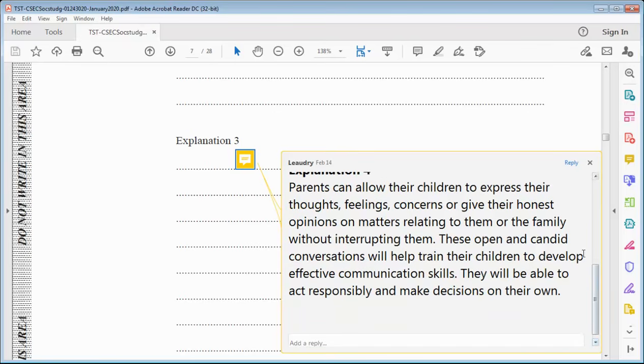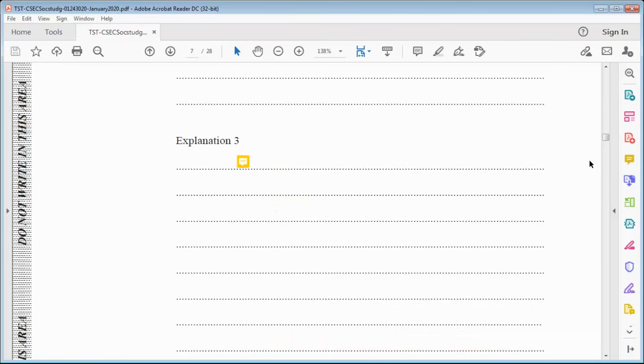So that is it. So we have discussed question 1 about this topic, the family, on the CSEC Social Studies January 2020. We are just looking at question 1 only. So stay tuned. We'll be looking at the other questions and we'll be working on more past papers.